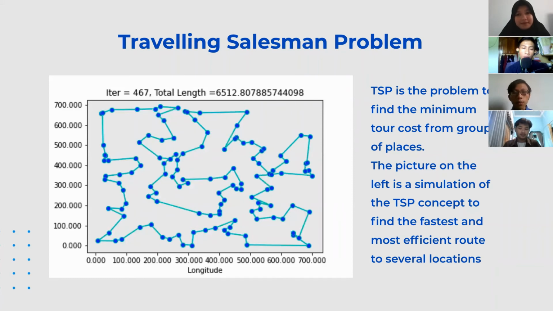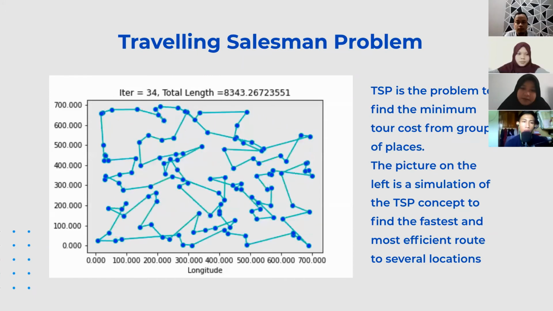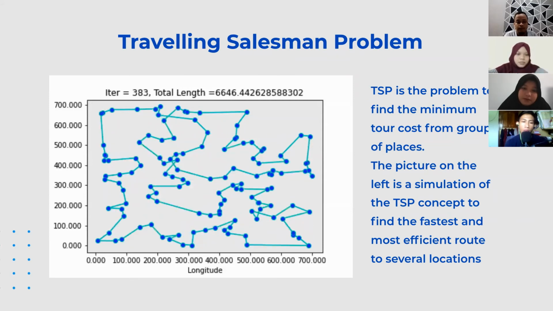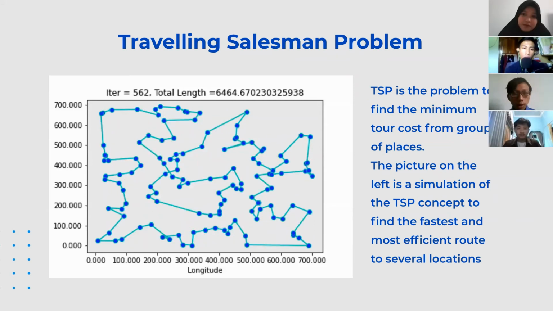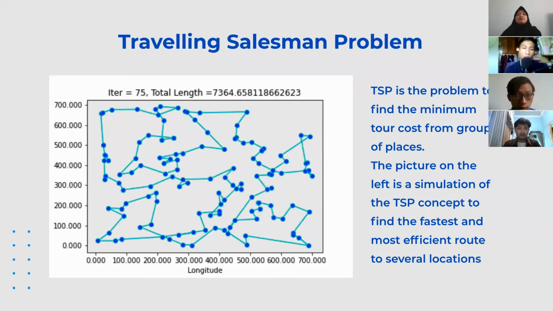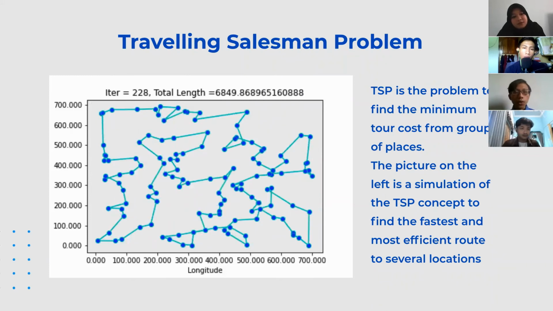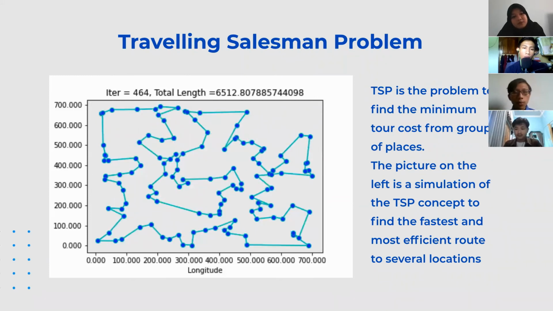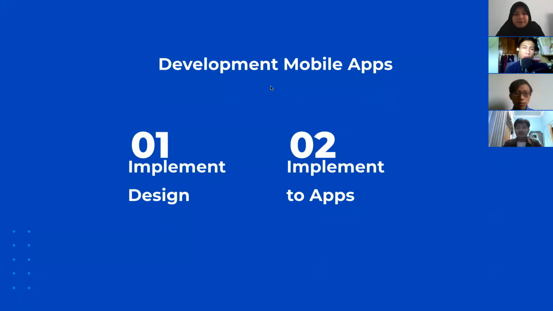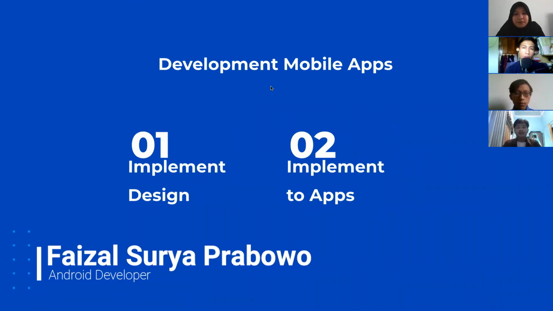Next is the traveling salesman problem. TSP is the problem to find the minimum total cost from a group of places. Here we have some simulation. Here we have 130 points, and here we have optimization. First, we start from 15,000, and the minimum cost is 6,400.